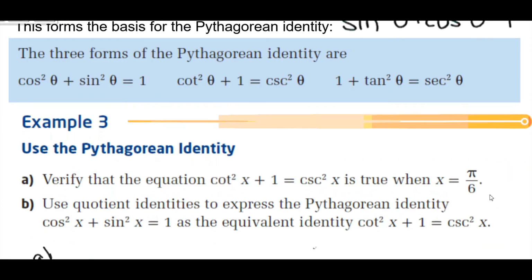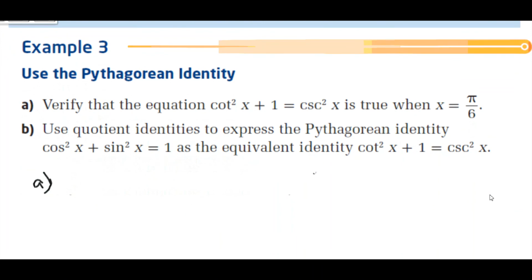So example 3 asks us to actually use this Pythagorean identity. It asks us to verify that the equation cotangent squared x plus 1 equals cosecant squared x, just make sure it's true when x is equal to pi over 6. Now remember, x, theta, they're just variables. We can interchange them and use whichever one we decide. It's not really set in stone, so you'll see that they'll use them interchangeably.